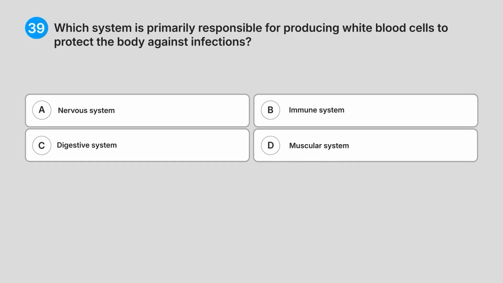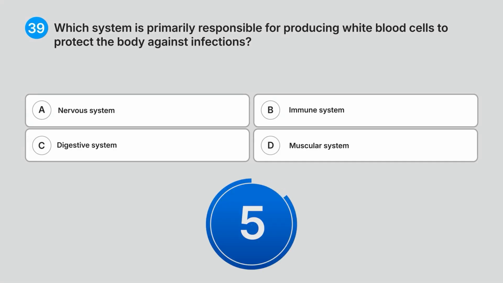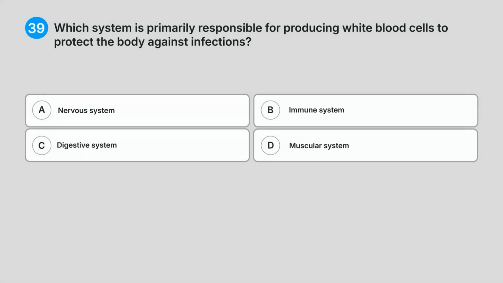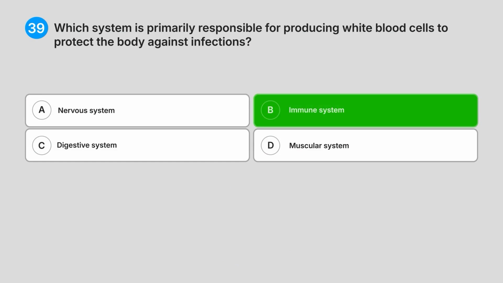39. Which system is primarily responsible for producing white blood cells to protect the body against infections? A. Nervous system. B. Immune system. C. Digestive system. D. Muscular system. What do you think is the answer? Correct answer, B. Immune system.